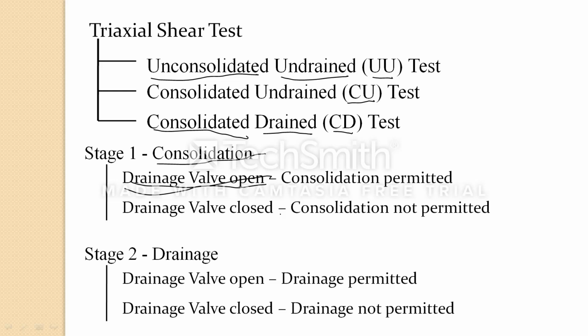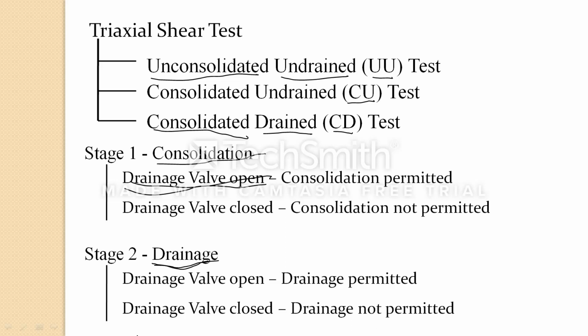Clear? Stage two is the drainage stage. It is even termed as the shear stage. Now, in this stage two, we are going to apply the deviator stress. In stage two also, if the drainage valve is open, then obviously drainage is permitted. If the drainage valve is closed, that means drainage is not permitted.